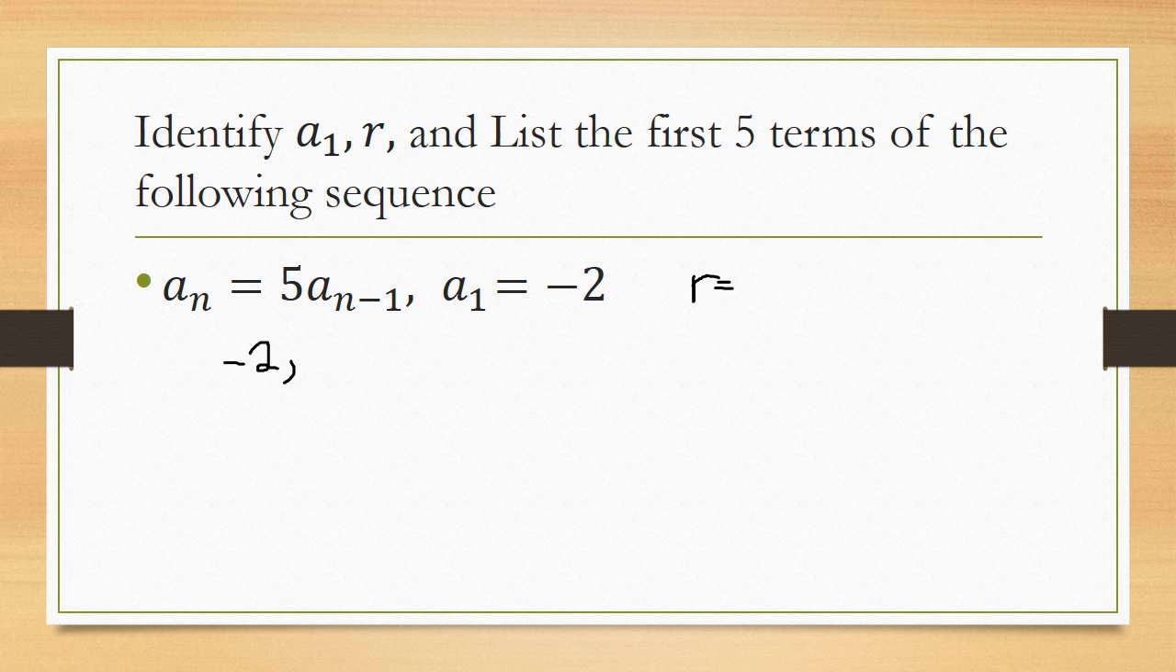That means to get to the second term, all I need to do is multiply negative 2 by 5, which is negative 10. And to get to the third term, I multiply negative 10 by 5, which is negative 50. The next one is negative 50 times 5, which is negative 250. And the next one is multiplying negative 250 by 5, which is negative 1,250.